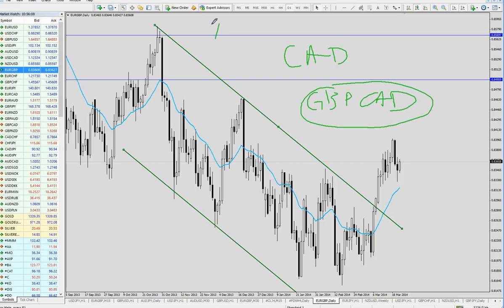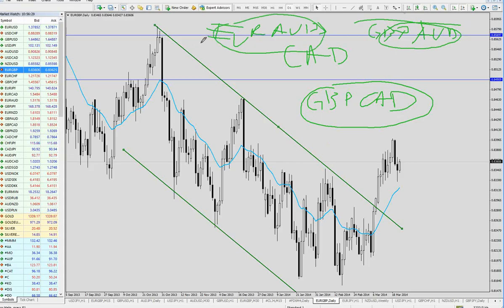So why am I looking at Euro Aussie to go short instead of GBP AUD? The only truth is that on the platforms I'm using, I have quite a huge spread on this pair, British Pound Aussie. If you have a nice spread, then maybe do your analysis, and instead of Euro Aussie, maybe it's easier to go short British Pound Aussie.